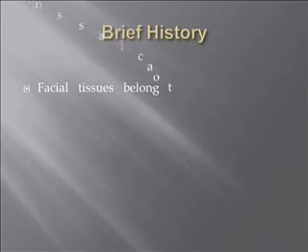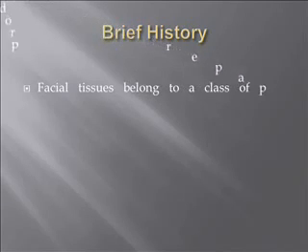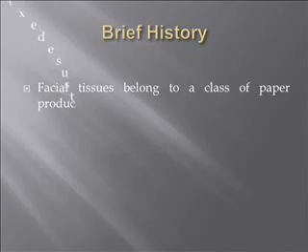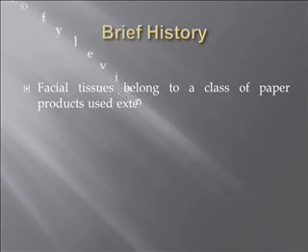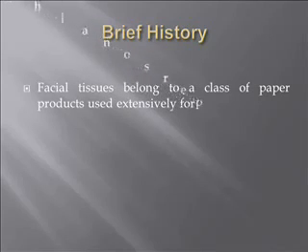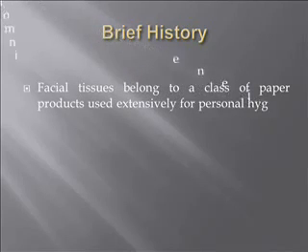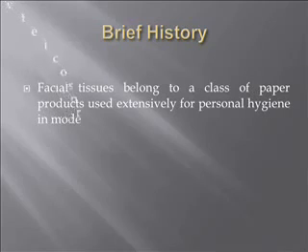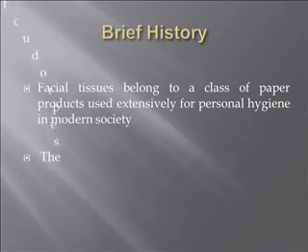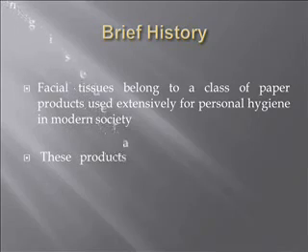First of all, I will discuss the background for the manufacturing of wet tissue papers. Wet tissue papers belong to a class of paper products used extensively for personal hygiene in modern society. Other types for this are paper towels, napkins, and sanitary tissues. These products are designed to be highly absorbent, soft, and flexible.